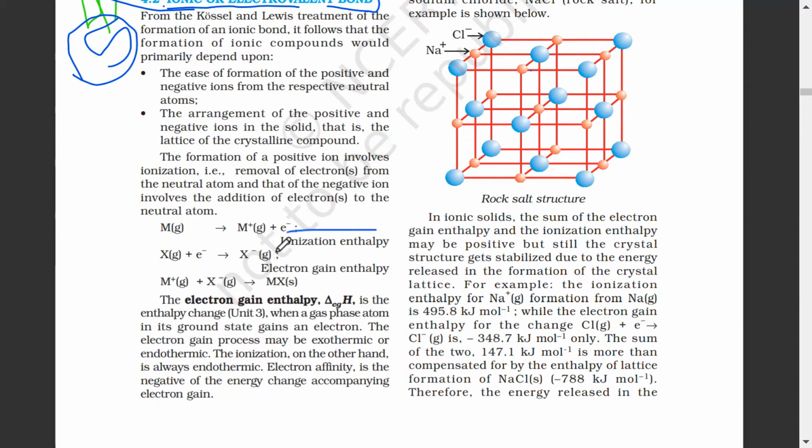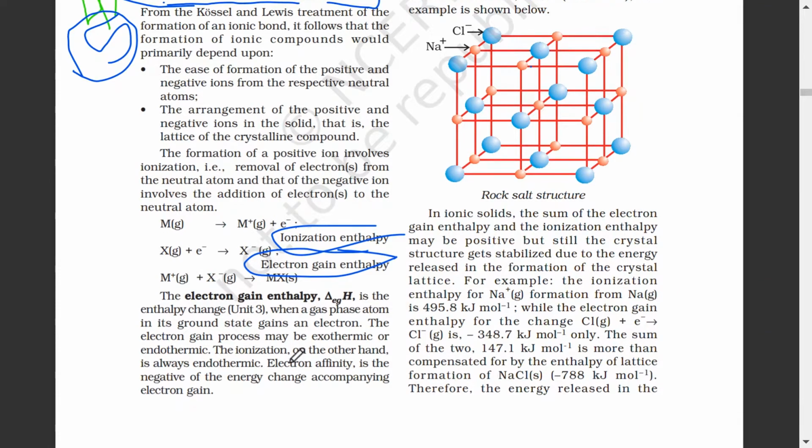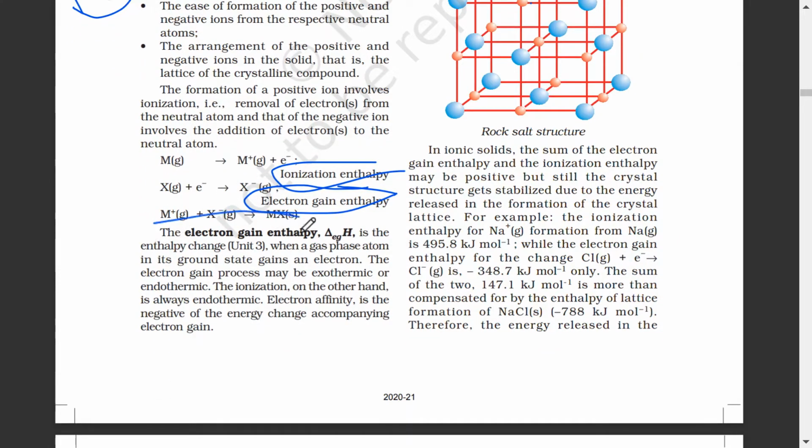This is ionization enthalpy. This is electron gain enthalpy, meaning in this process the atom gains an electron. In this process, it loses an electron. This process is exothermic. This is endothermic. Here delta H is positive. Here delta H is negative. And this is the formation of an ionic bond, right?